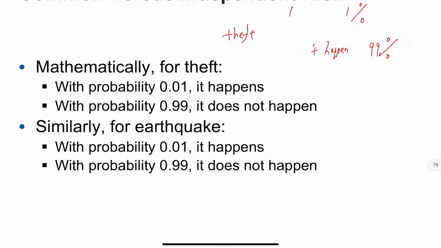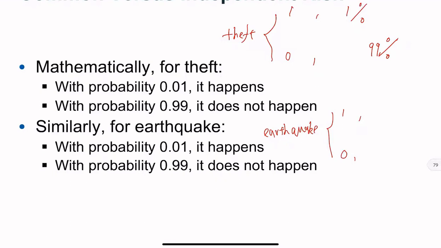And I will denote the case when the theft does not happen using 0, right? So theft equals 1 means theft happens and the probability is 1%. Theft equals 0 means theft does not happen and the probability is 99%. Similarly for earthquake, we could do the same. So 1 means earthquake happens. 0 means earthquake does not happen.